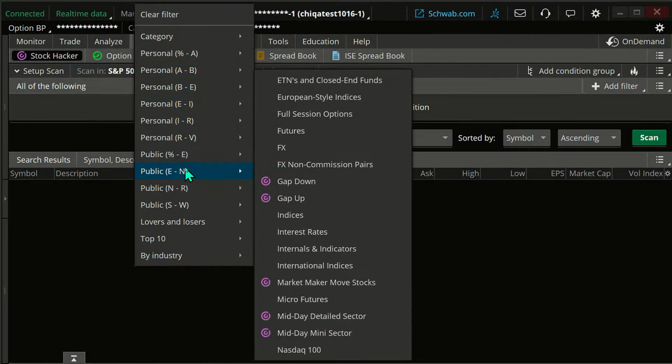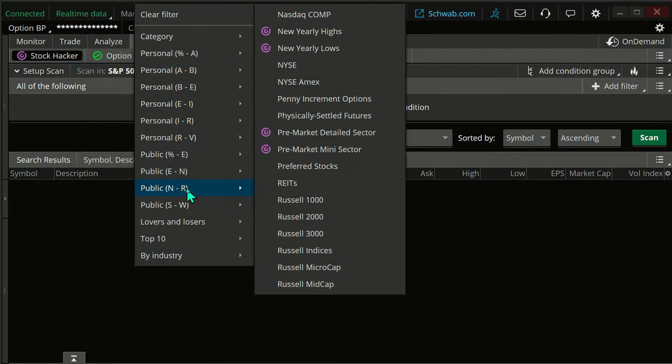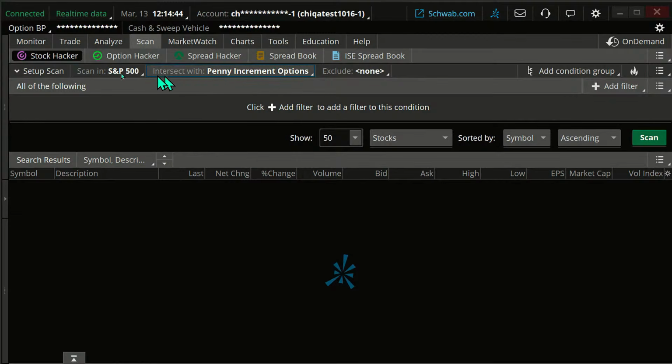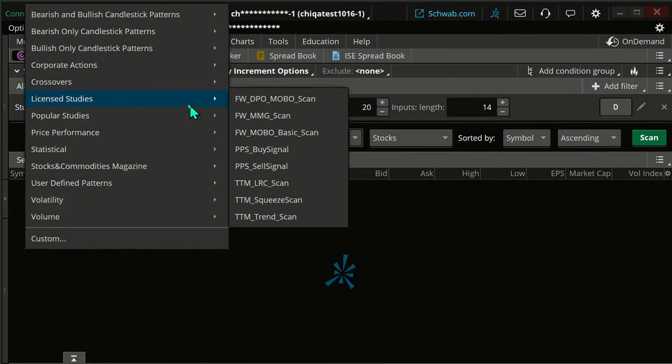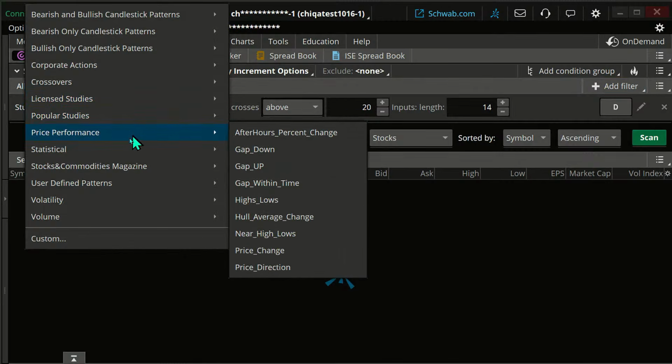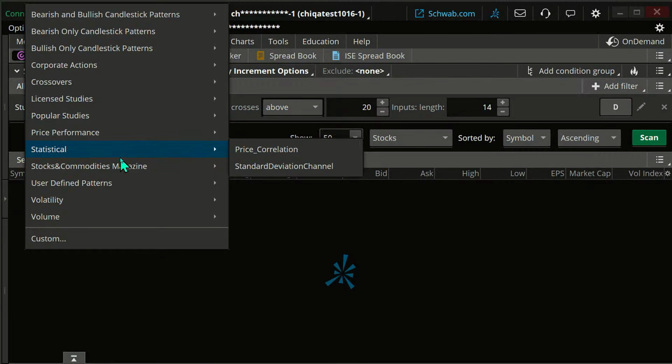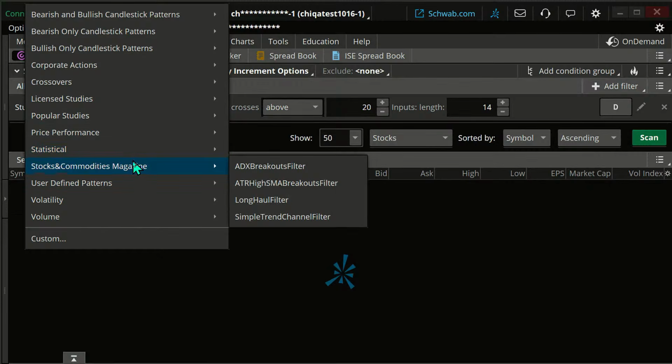That's under public. Those are going to tend to give us more liquid stocks, and hopefully more liquid options as well. And then we're going to start adding some filters. Now, these filters I'm going to add are study filters, so they're not going to work in paper money, but they will work in your live platform. And just remember scans and scripts, and I'll share this scan with you in a little bit, are not guaranteed for accuracy or timing.